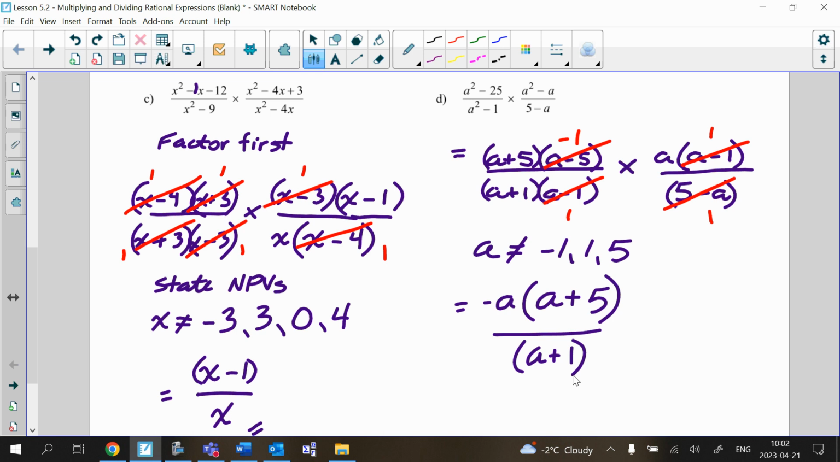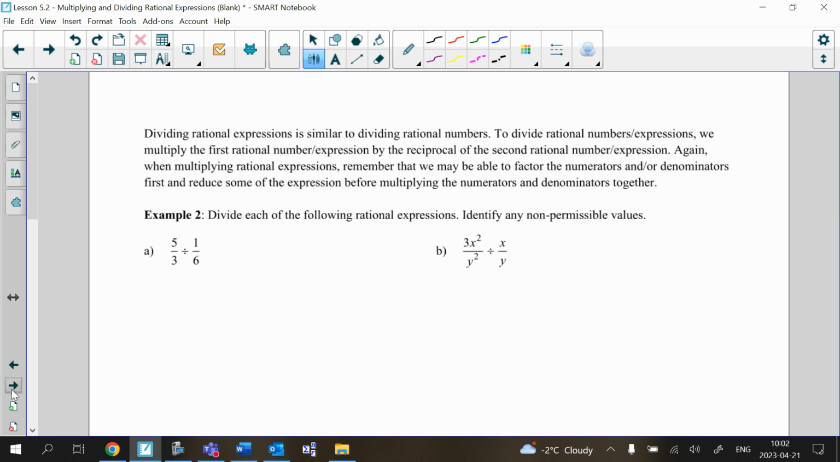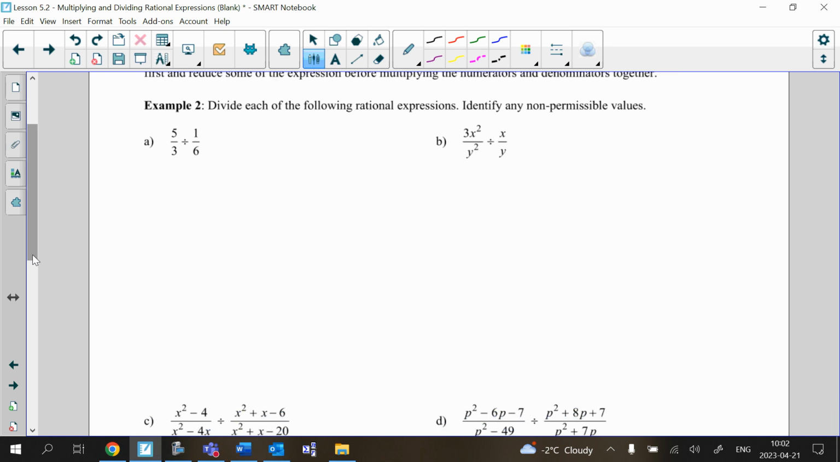Okay, so now that we know how to multiply, the next operation we're going to look at is division. Why? Because whenever we divide fractions, we change them to multiplication. And then we just do all the multiplication that we did on the last page. So for this first one, as just a review, because there's no variables, how would I write this as a multiplication? 5 over 3 times the reciprocal of the second fraction, or flip it, 6 over 1.